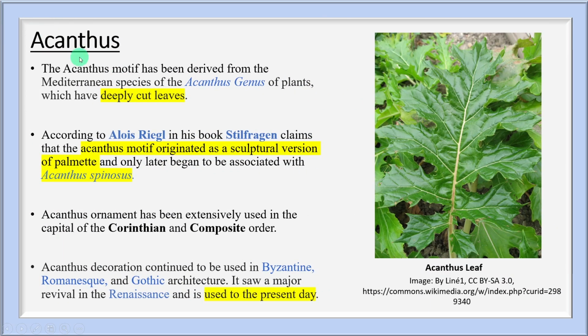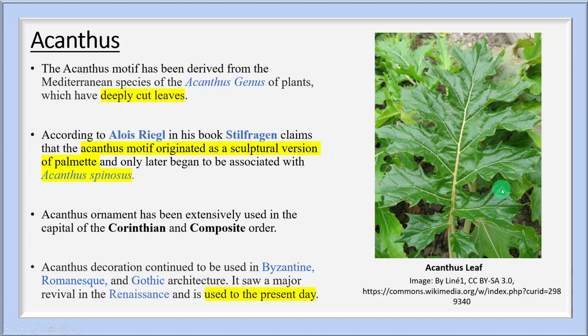Then our next motif is the Acanthus motif, and this comes from the deeply cut leaves of the Acanthus genus of plants. According to Alois Riegl, in his book Stilfragen, he claimed that the Acanthus motif originated as a sculptural version of the Palmette and then later began to be associated with Acanthus spinosus. Acanthus ornament has been extensively used in capitals of Corinthian and Composite order, and it continued to be used in Byzantine, Romanesque, Gothic architecture, and it saw a major revival during the Renaissance and is used to the present day.